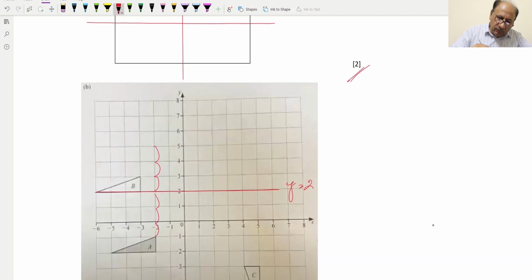So 1, 2, 3 units. So this one will be our vertex, and then 1 unit here, and then 3 units this side. So 1, 2, 3 units, and this will be our reflected triangle. So this is done. This is the reflected triangle, and I'm just shading it for your explanation. It's not required.